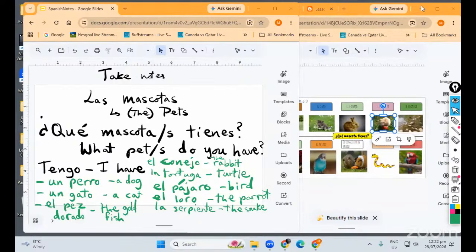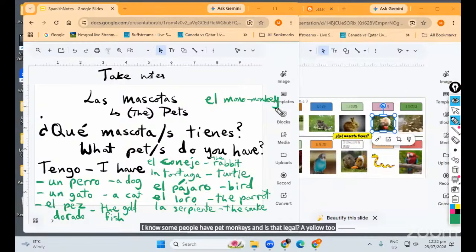All right, monkey is il mono. I know some people have pet monkeys. And is that legal? Are you allowed to? Is that, or is that like the turtle situation?